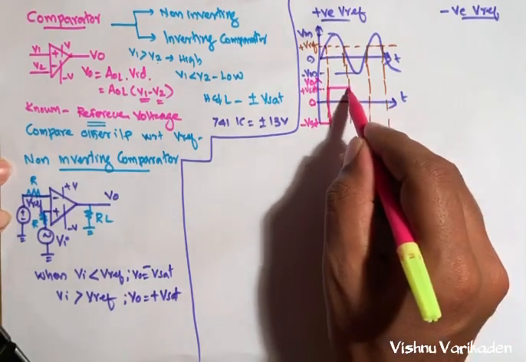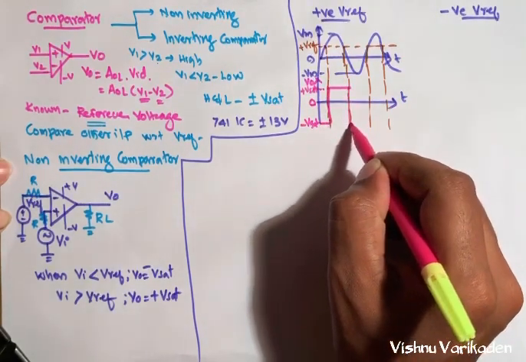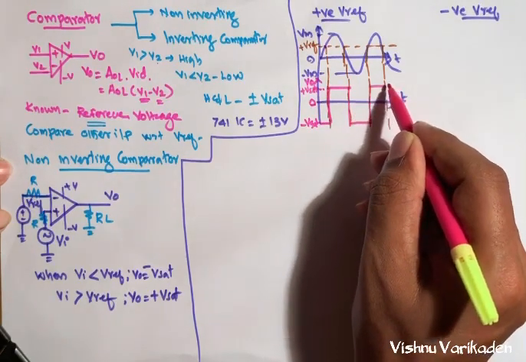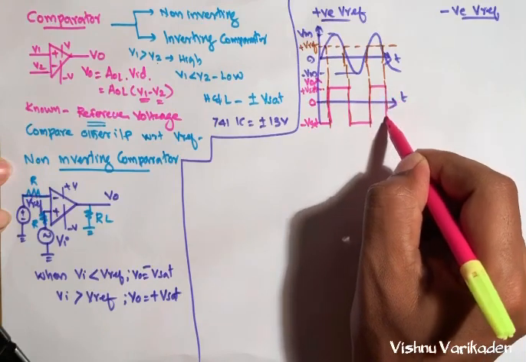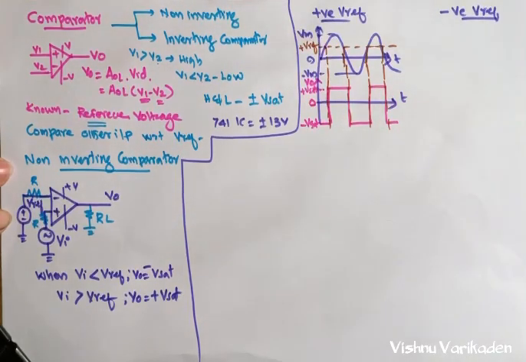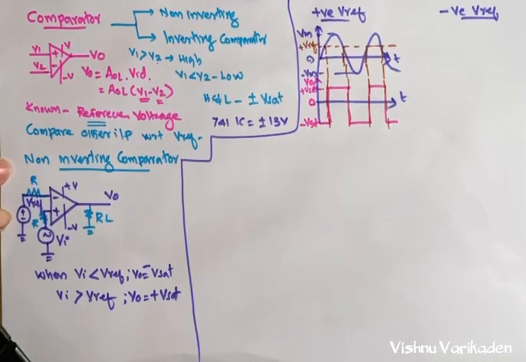Coming to this point, the input voltage again goes below the reference voltage, so the output goes to minus VSAT, and it repeats like this. That is when the positive reference voltage is applied. Next, a negative reference voltage is applied. What happens to the output?